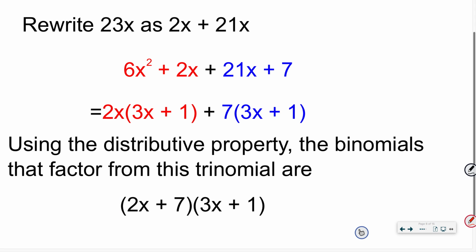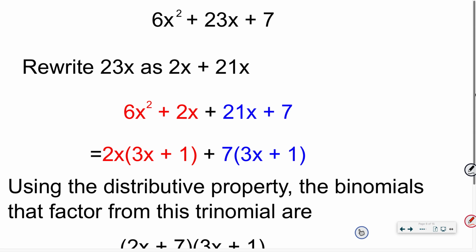So the real question that I was hoping would pop into some of your minds is how did you go from 23x to breaking it out to 21x and 2x? Because why didn't I break it out to 15x and 8x? Why didn't I break it out to 20 and 3? There's a reason why we would break it out that way. And that's where the process, the actual procedure of factoring the trinomial with a coefficient greater than 1 comes into play.